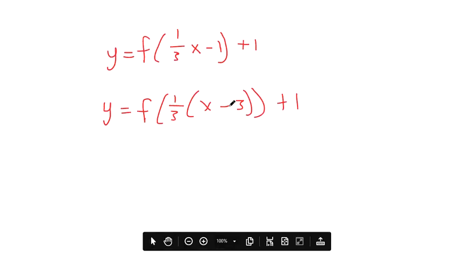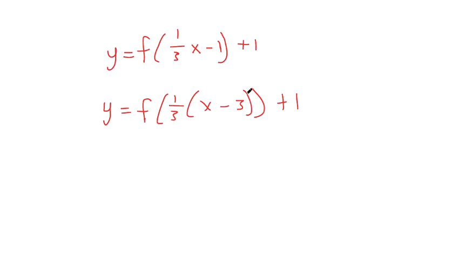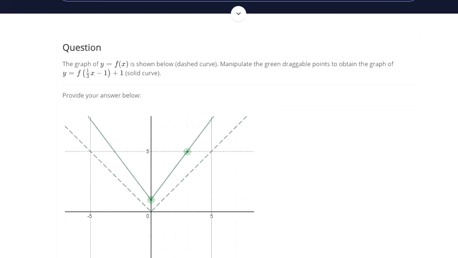Oh, and I should emphasize that too. It's 3 to the right. The horizontal shift is a little backwards in our mind. If it says x minus 3, that means you actually go 3 to the right. A lot of students think it's 3 to the left because minus, subtracting something, we usually go to the left. But with the horizontal shift, it's a little backwards. You've got to go 3 to the right.